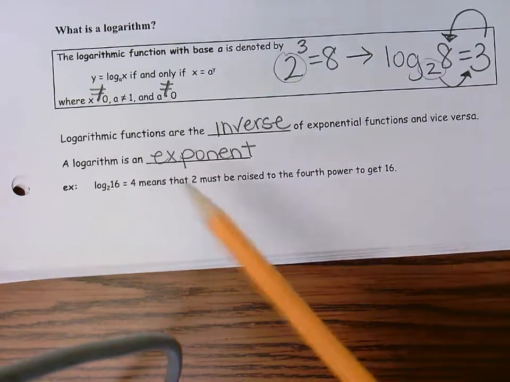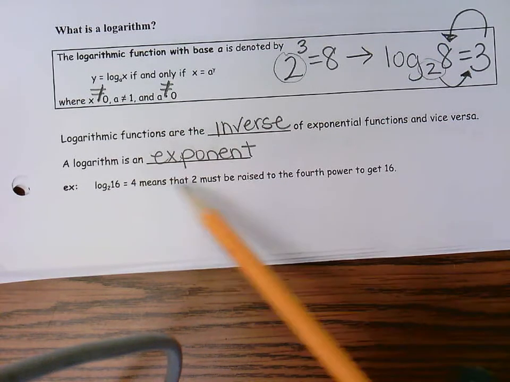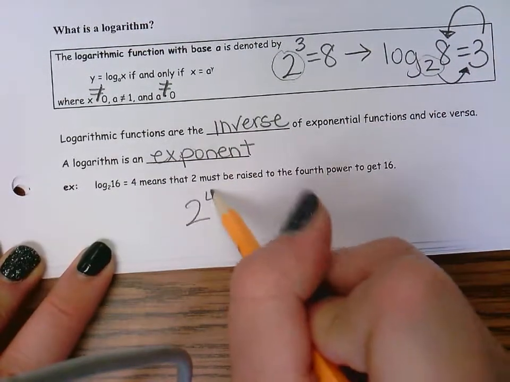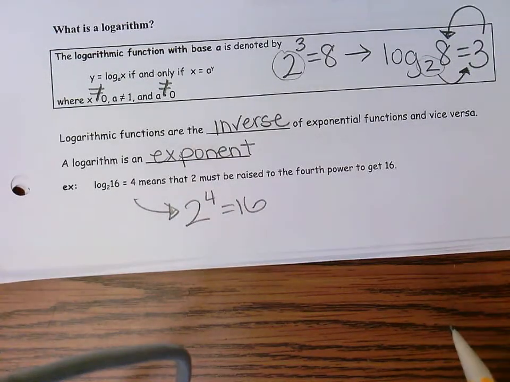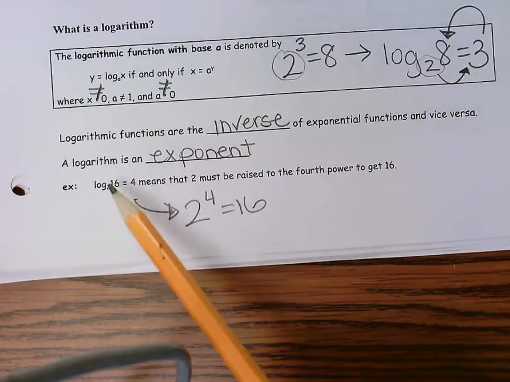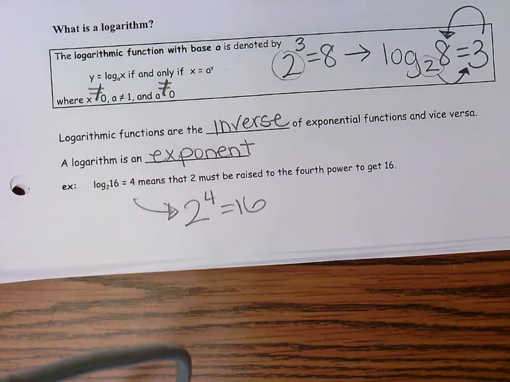And then here's an example again, just that log base 2 of 16 equaling 4 means that 2 to the 4th equals 16, right? So you have to be really fluent with going back and forth between a log expression and an exponential expression so that we can use it to solve when we don't know something.